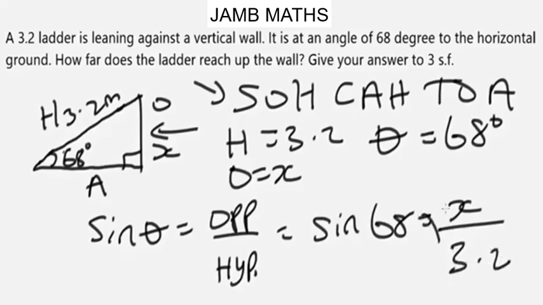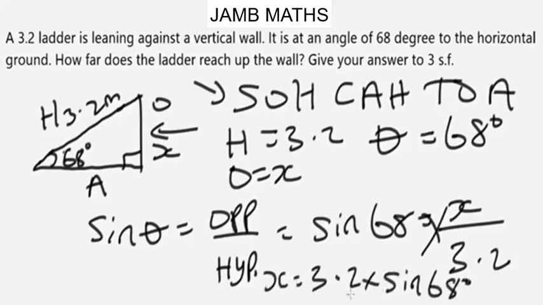So we cross multiply. Simply our x will be 3.2 times sin 68 degrees. So let me punch it in the calculator and see what I'm going to have. Okay, so I have the value to be 2.96698. Let's stop at this place. You keep having other values.